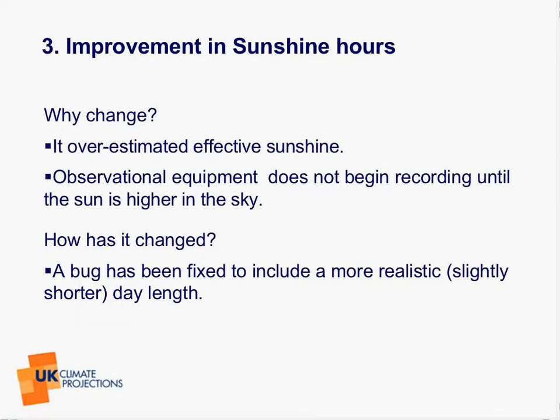Moving on to sunshine hours, the original weather generator estimated daily sunshine producing values from the moment the sun rose above the horizon. And this overestimated effective sunshine because observational equipment does not begin recording until the sun is higher in the sky. So to deal with this, modifications were made to include a more realistic and slightly shorter day length. Version 2 now more accurately reflects how sunshine has been measured in the observation.